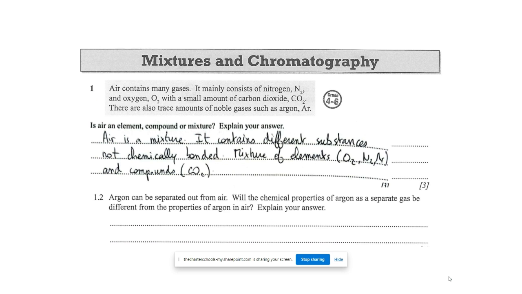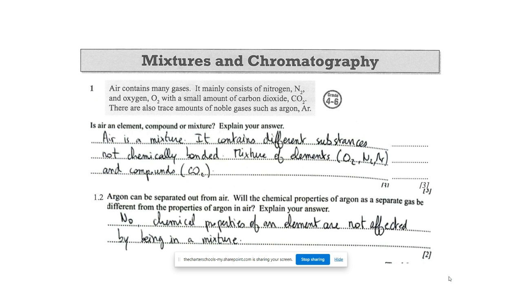Argon can be separated out from air. Will the chemical properties of argon as a separate gas be different from the properties of argon in air? Explain your answer. No, the chemical properties of an element are not affected by being in a mixture.